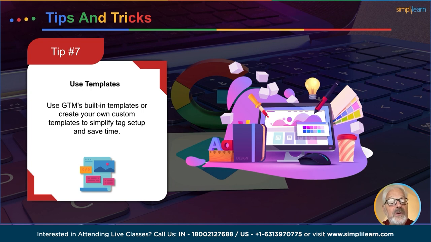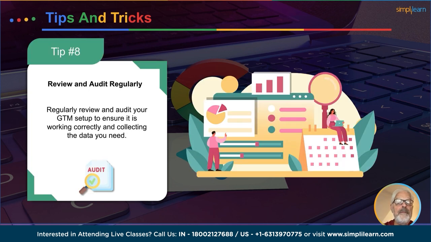They can also help you ensure that tags and variables are implemented correctly and consistently, thereby reducing errors and improving the accuracy and the reliability of your data collection. So there's a few more tips and tricks to go. The next one, make sure that you review and audit your Google Tag Manager setup.